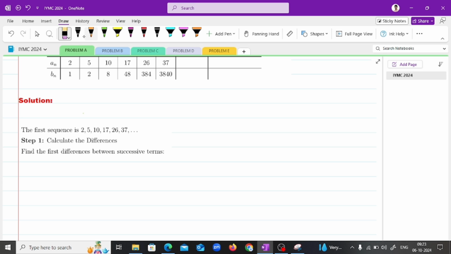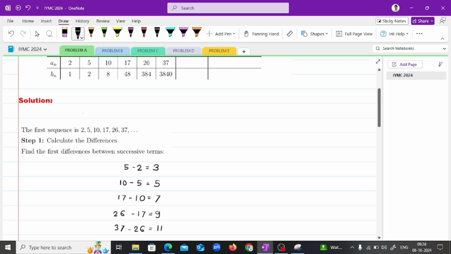So our second term is 5 and first term is 2. So 5 minus 2 is equal to 3. Our third term is 10 and second term is 5, so the difference 10 minus 5 is equal to 5. Our fourth term is 17 and third term is 10, so 17 minus 10 is equal to 7. Our fifth term is 26 and fourth term is 17, so 26 minus 17 is equal to 9. Then our sixth term is 37 and fifth term is 26, so the difference 37 minus 26 is equal to 11.